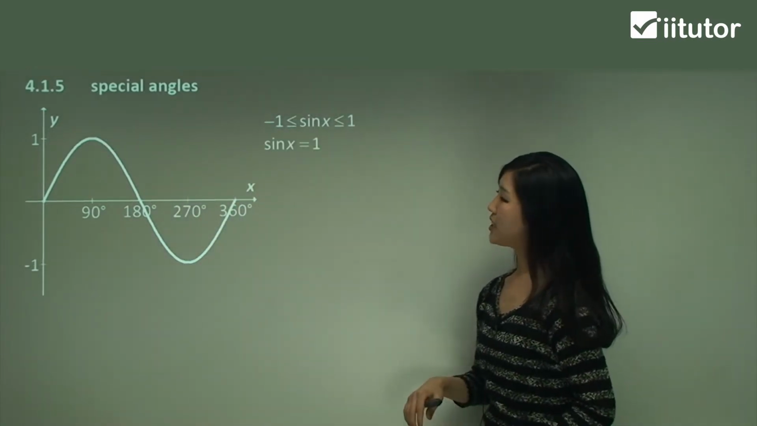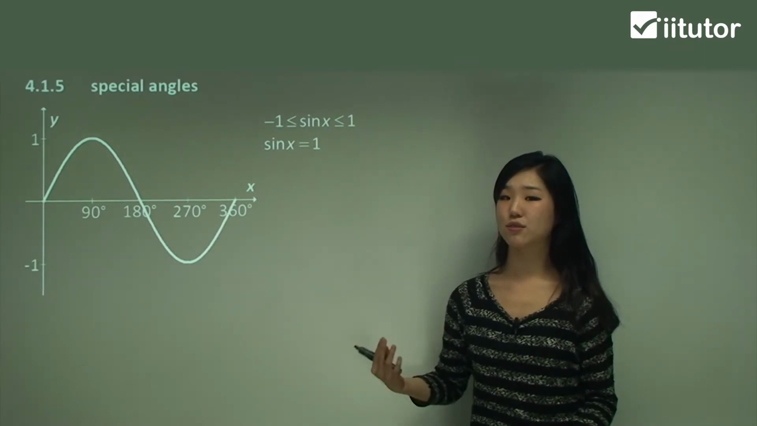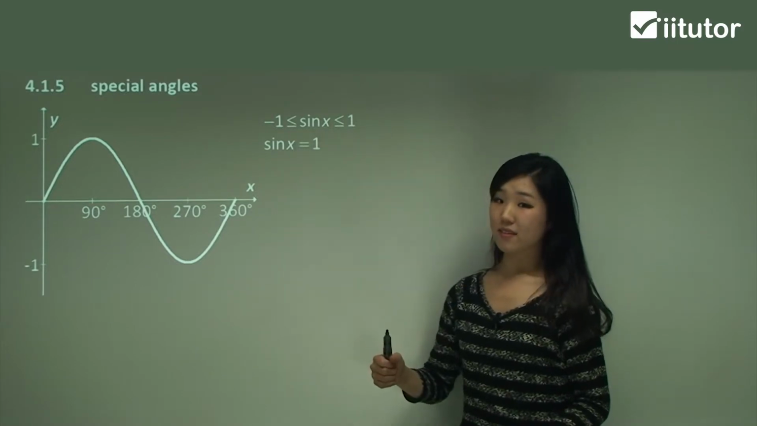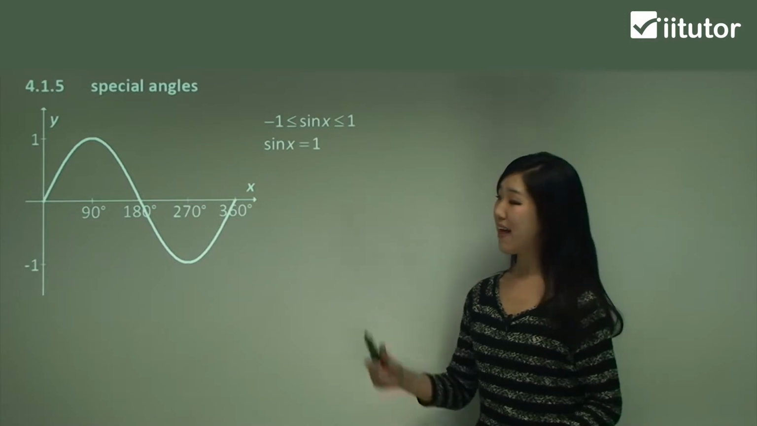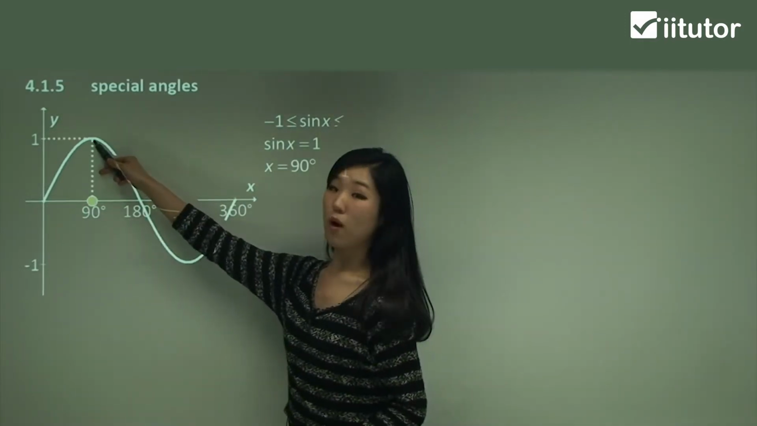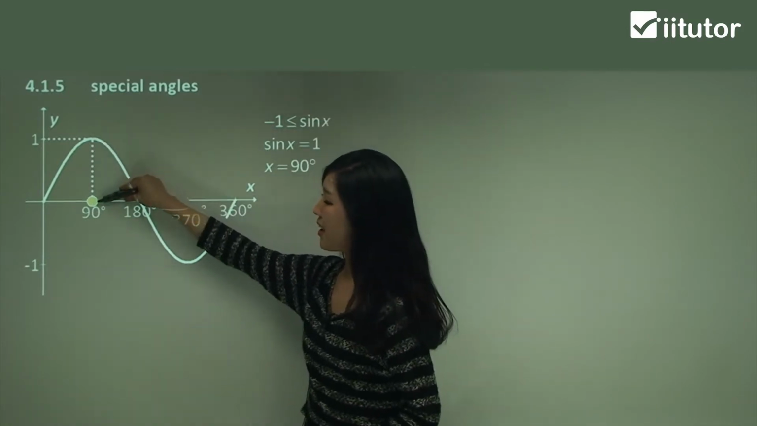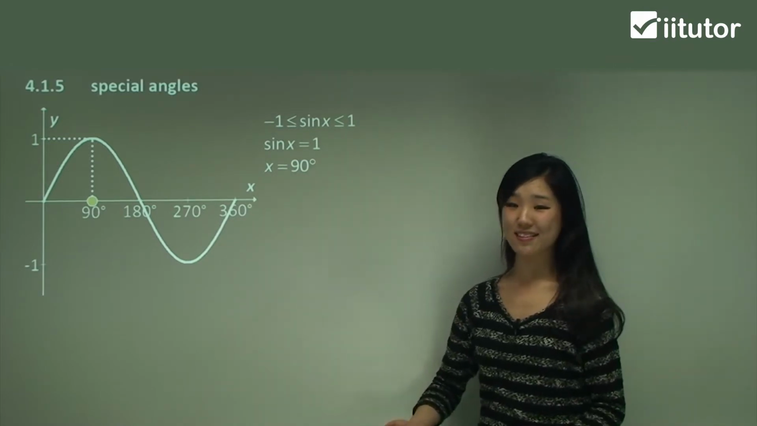Now, I want to determine when sine x equals 1. So, we want to determine what x is. What makes sine 1? Well, have a look on the diagram. Have a look here. That's 1. That's when sine x is 1. So the angle here is simply 90 degrees. Therefore, x is simply 90 degrees, and that's it.